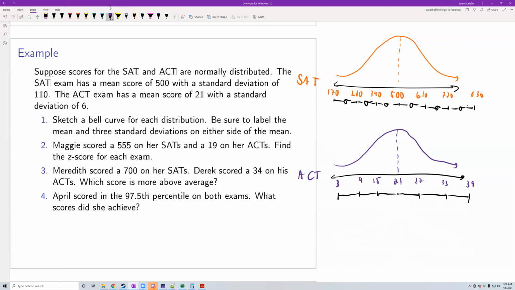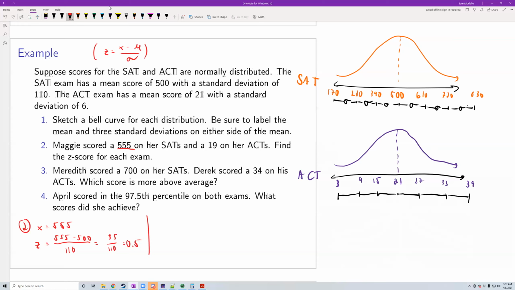For example, let's take a look at Maggie's scores. It says Maggie scored a 555 on her SATs. That would be a z-score of 1/2. We can calculate that by using the formula if we would like. So in this case, x is 555, which means z would be 555 minus 500 divided by 110. That is, recall the formula, x minus the mean divided by the standard deviation. So that is 55 over 110, which is 0.5.